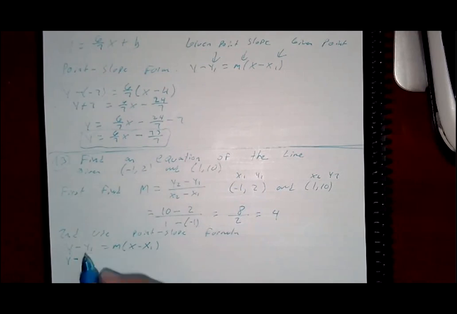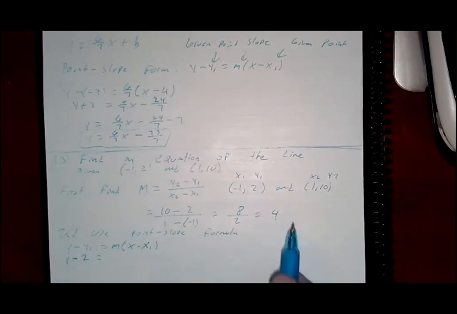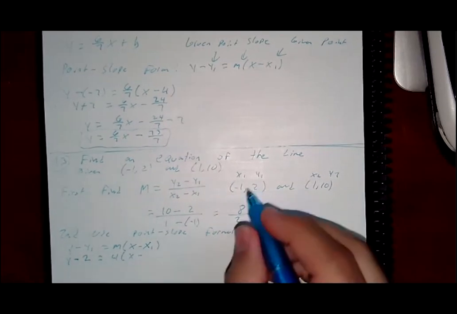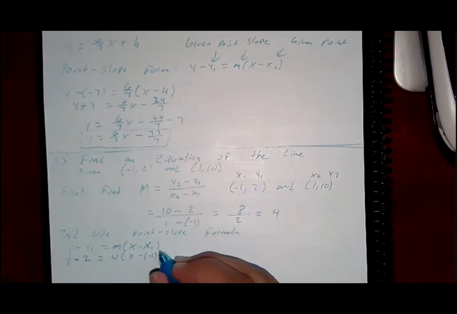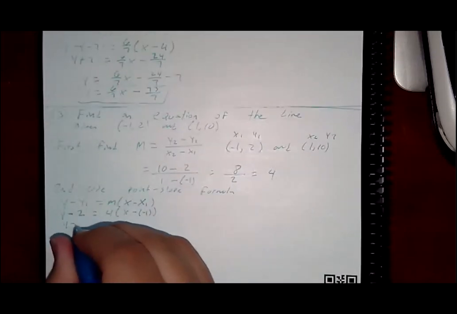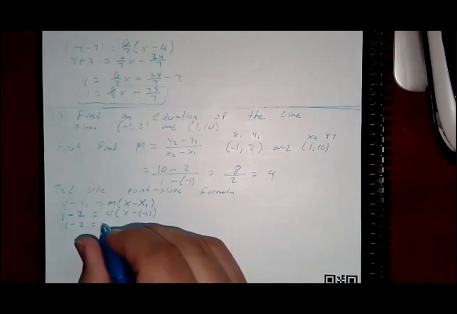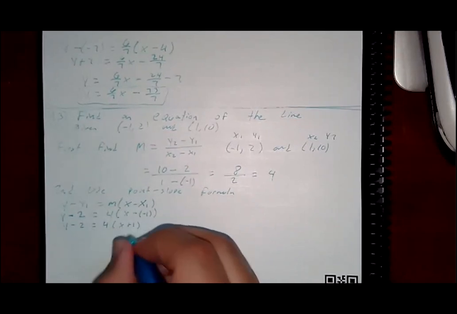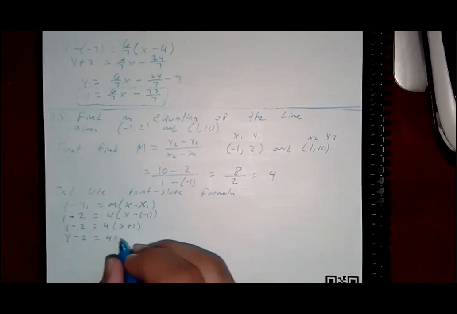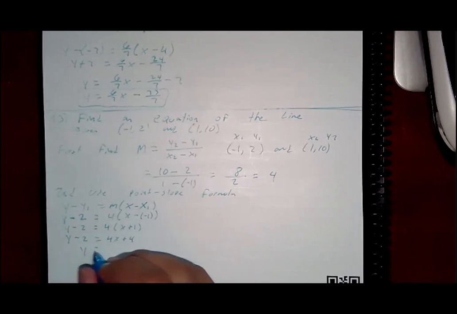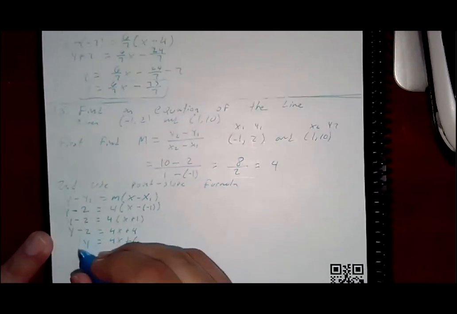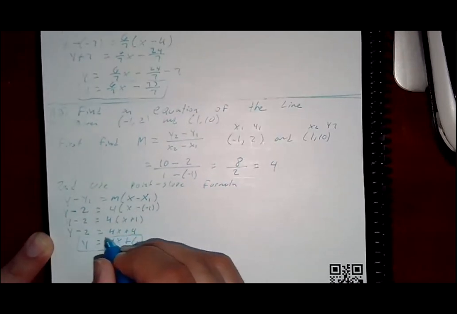So y minus y1 equals m times x minus x1. There we go. So that will give us y minus 2 equal to 4 times x plus 1, which would mean that we would get 4x plus 4. So y will become 4x plus 6. This would be the answer they want. Are there any steps that don't make sense?